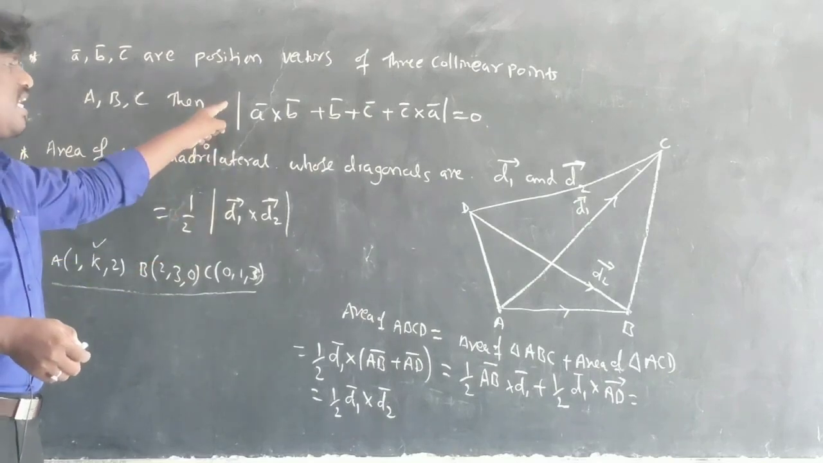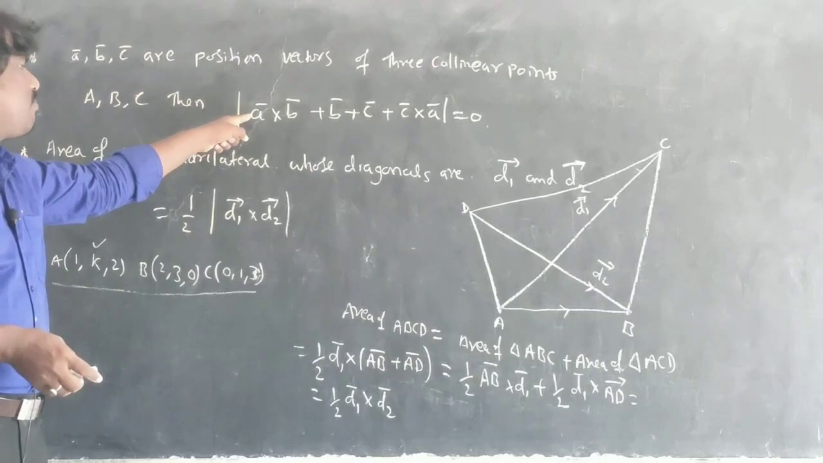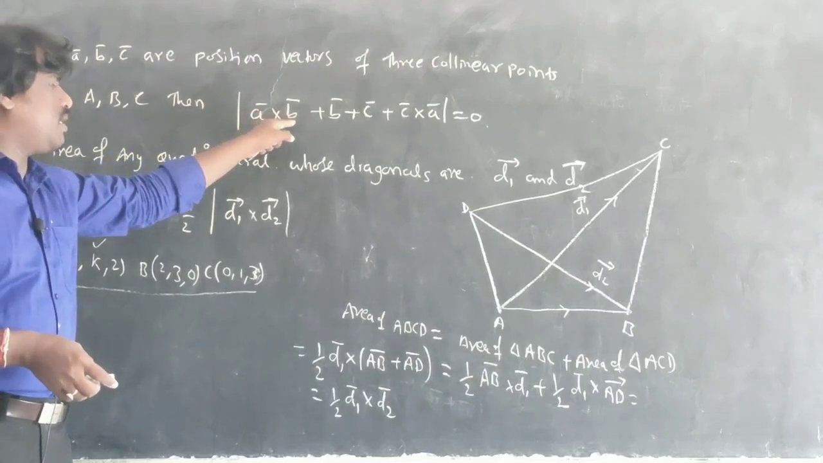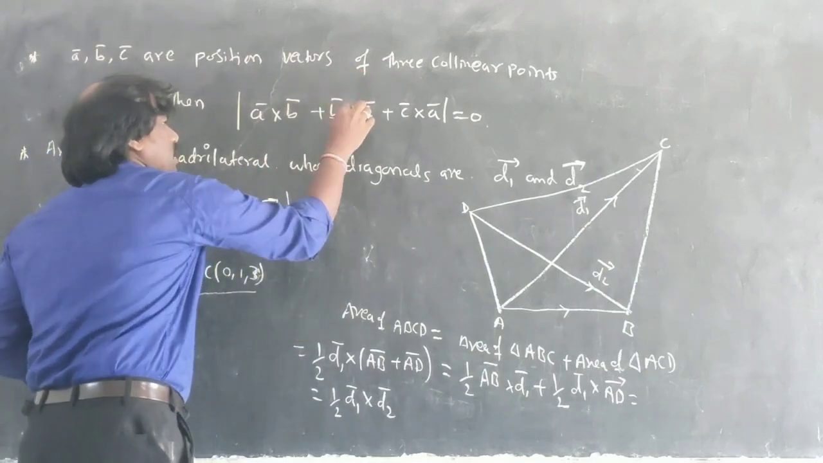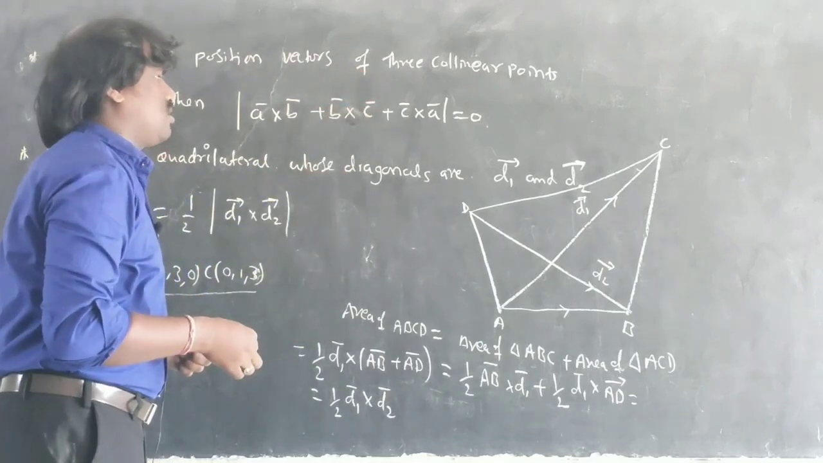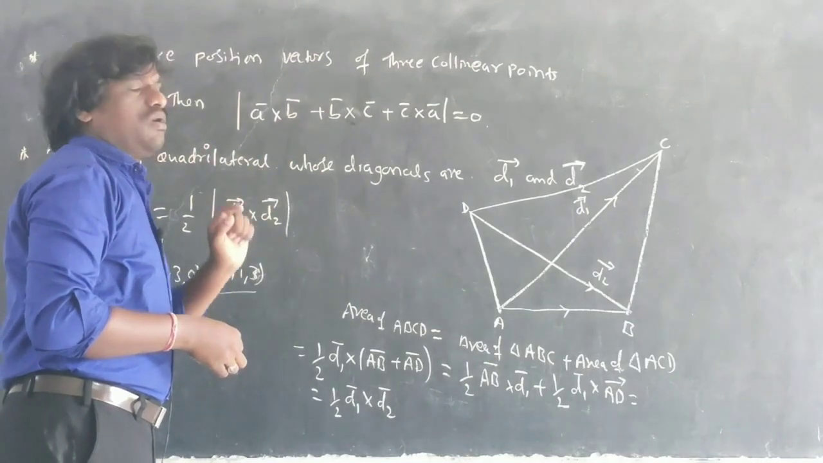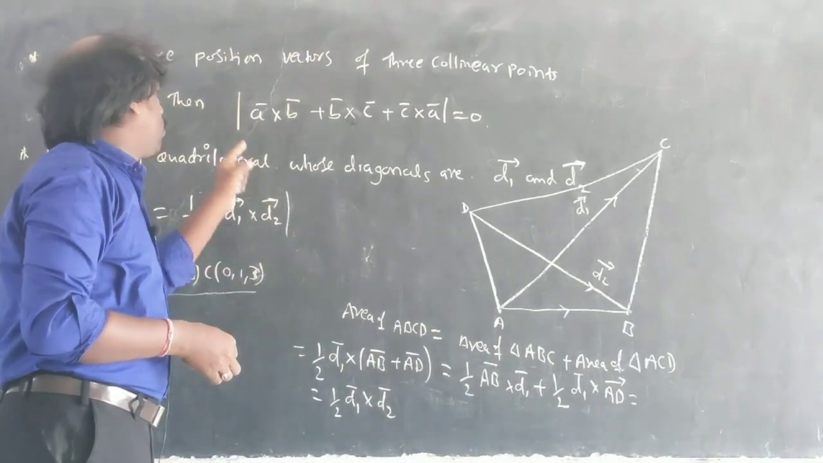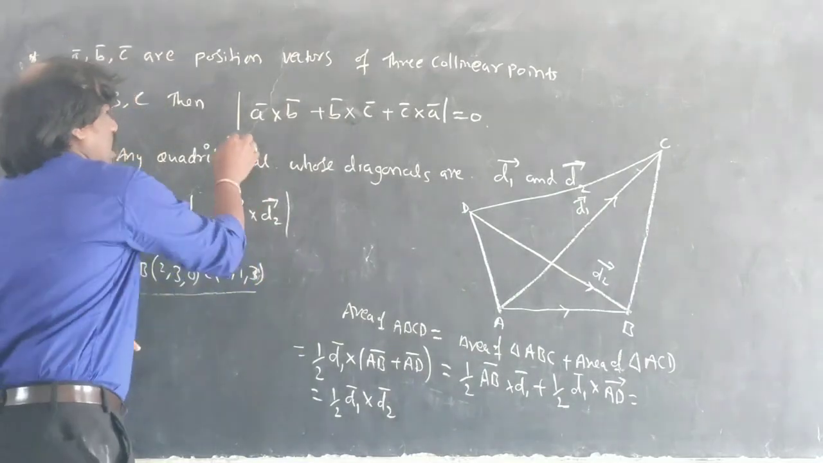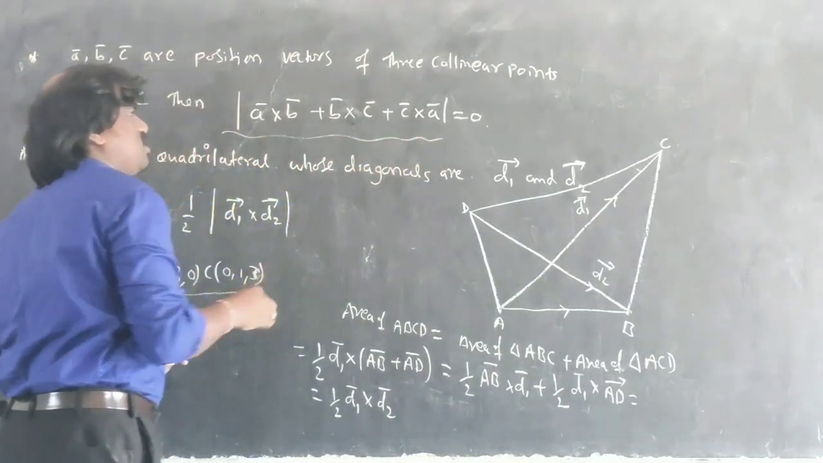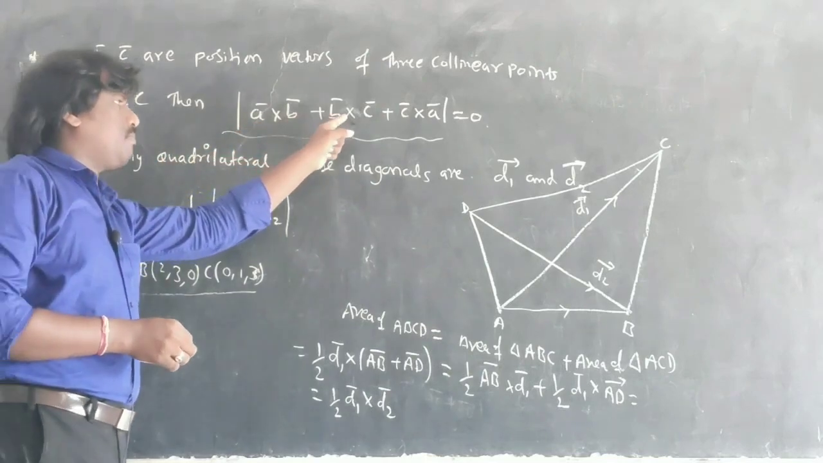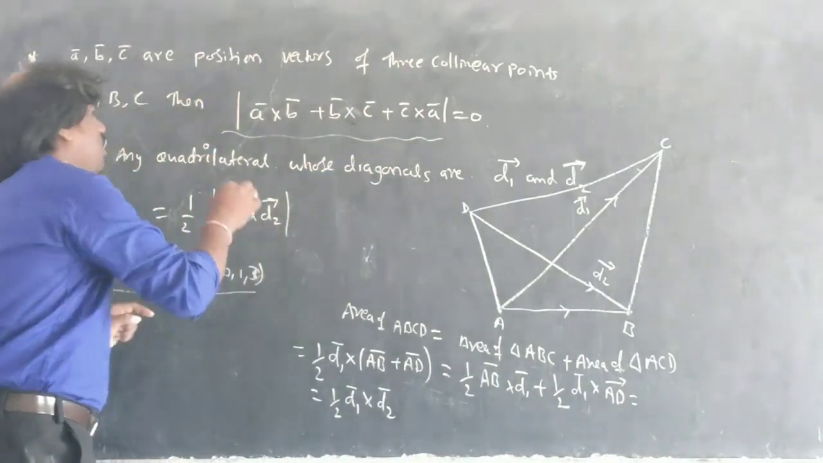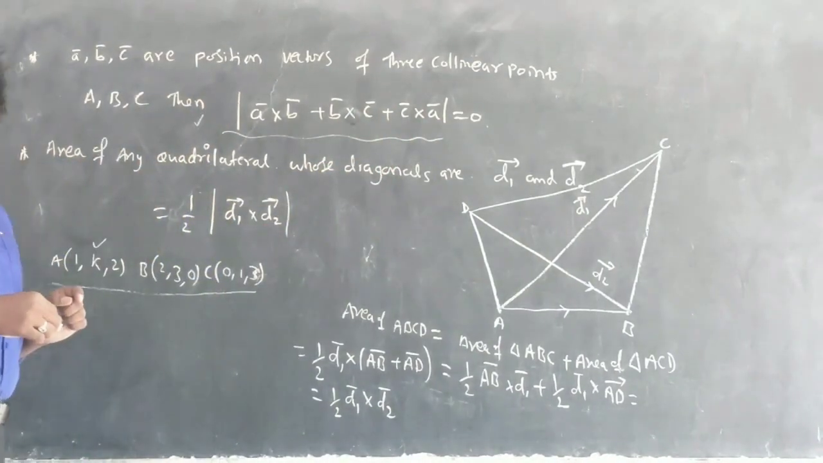If the area of the triangle is 0, already I gave the formula, half of A cross B plus B cross C plus C cross A. So A cross B plus B cross C plus C cross A is equal to 0. That is, the area of the triangle is equal to 0. So half will be sent to this side, and this is the necessary and sufficient condition when the 3 position vectors or 3 points are collinear: A cross B plus B cross C plus C cross A is equal to 0. This is an important formula. Okay, understood?